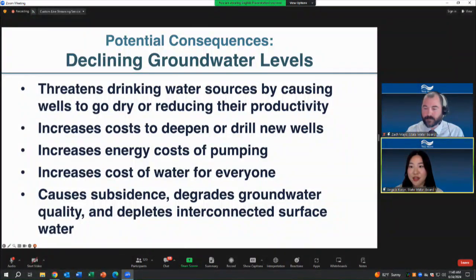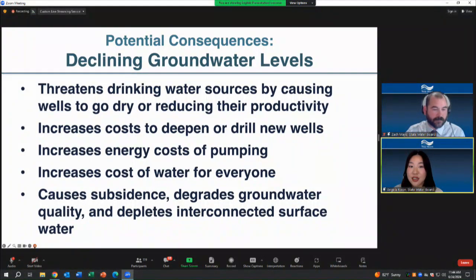Overpumping causes groundwater levels to decline. This means that wells must be drilled deeper to reach groundwater. Declining groundwater levels threaten drinking water supplies by drying up wells completely or reducing the amount of water that wells can pump. Domestic drinking water wells are at highest risk because they are relatively shallow, but even deeper wells, like public supply wells or agricultural irrigation wells, can be impacted.